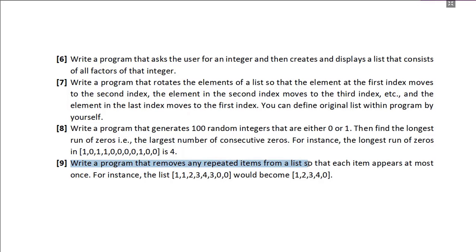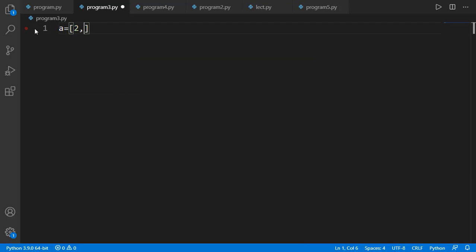Now this task says that we have a list, maybe entered by the user, or maybe you can insert the values by yourself, and the task is to remove all duplicates from the list. So here I am defining a list. It has duplicate values. So the final goal is that I should get this list where the repeating values are not included.